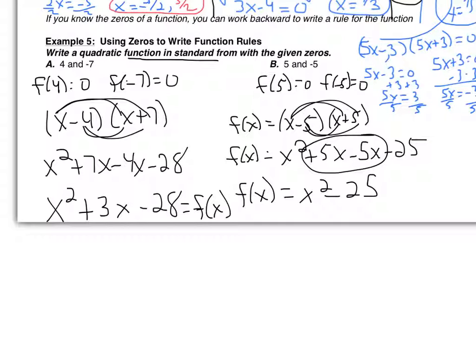So in this video we talked about special factors. We have the difference of two squares, and we have perfect square trinomials, and we were trying to factor them. And we also did projectile motion with an initial height and an initial velocity, and then an ending height of 0.